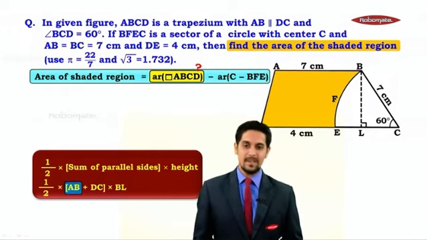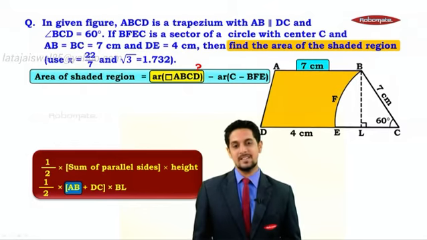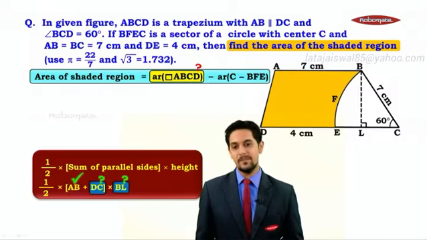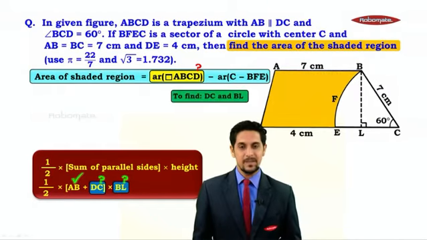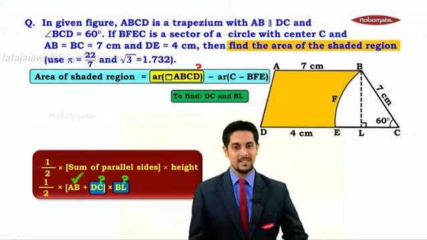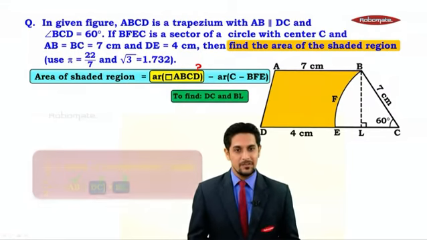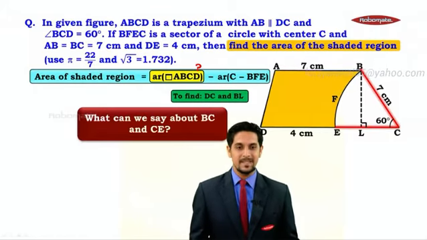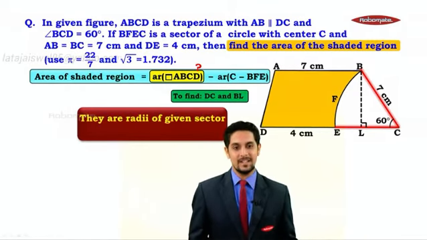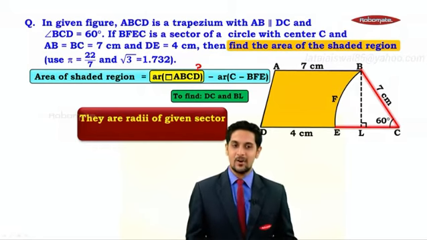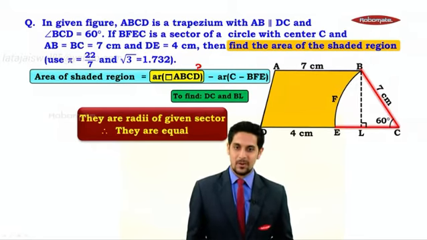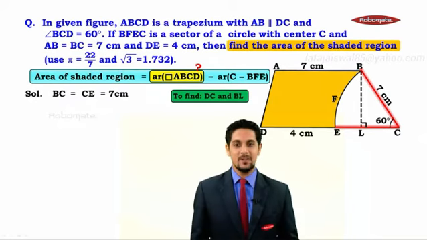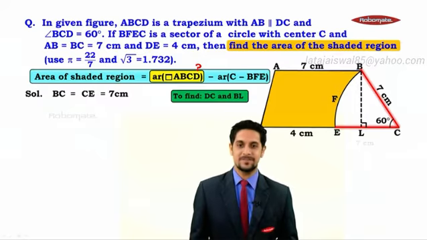Students, the value of AB is already given in the question, which is 7 centimeters. But we don't know the values of DC and BL. So let us find them. For DC, observe certain things in the figure itself. If you observe BC and EC, what can we say about them? Yes, they are the radii of the given sector. And we know that the radii of the sector are equal. So we can also write BC is equal to EC is equal to 7 centimeters each.